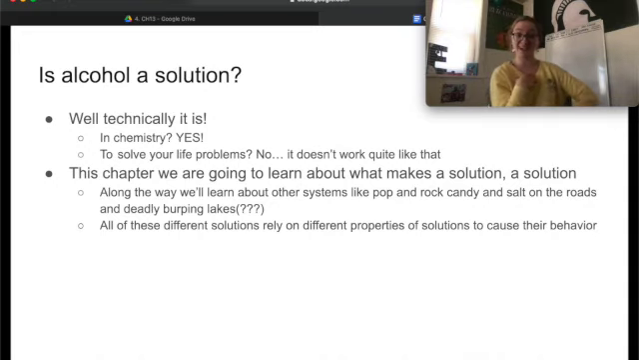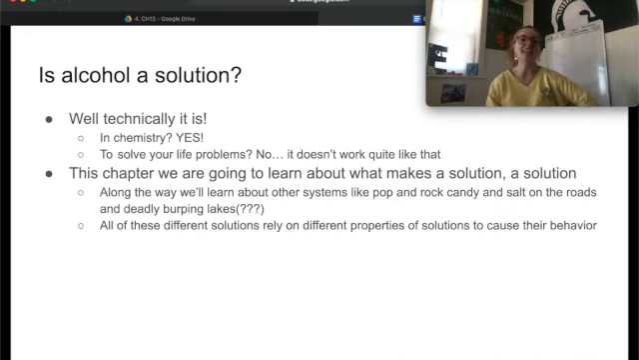Well, technically I say it is, because in chemistry, yes, it's a solution. Now, to solve all your life problems, nah, it doesn't work quite like that. Probably not a solution there. So please, don't think I'm endorsing alcohol as a solution, but is it technically a solution? Yes, it is what we consider to be a solution in chemistry.